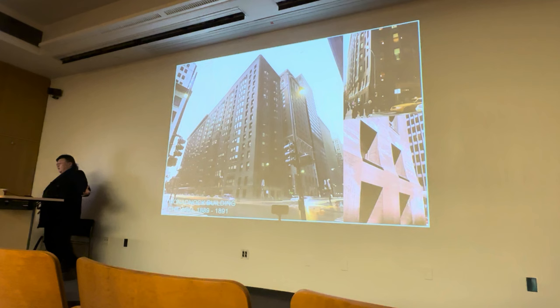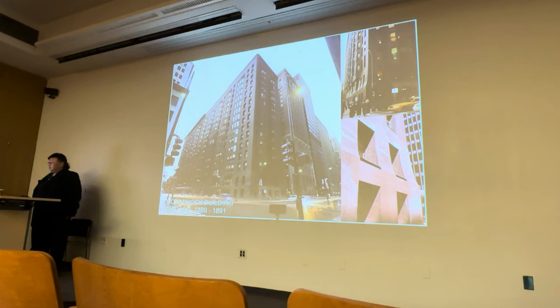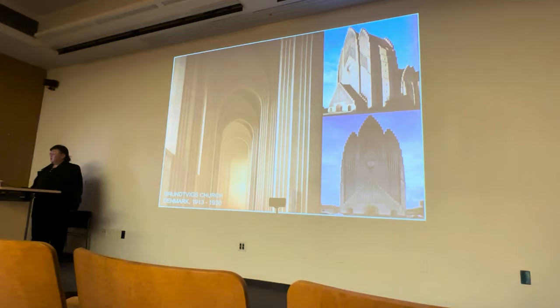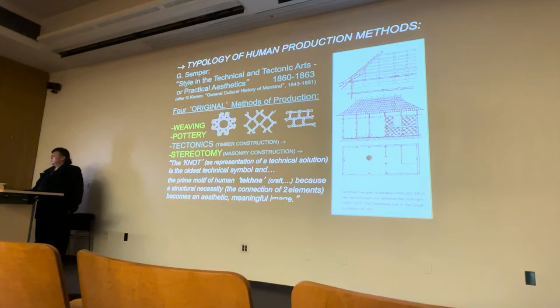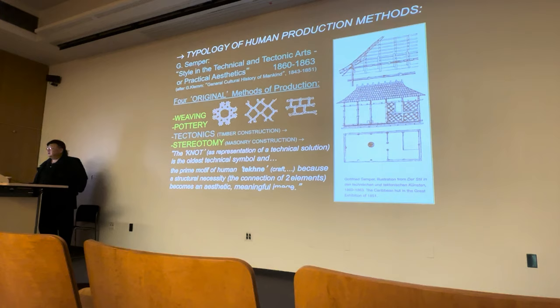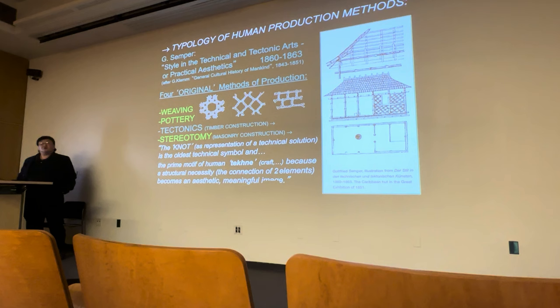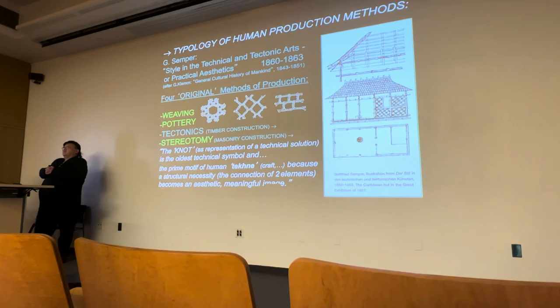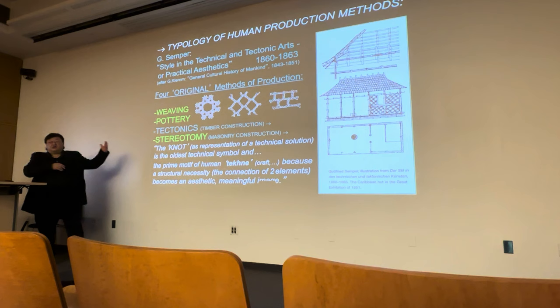More recently, we have the Monadnock Building in Chicago, built from 1889 to 1891. Then we have the church in Denmark. The typology of human production methods, quoted by G. Semper in Style in the Technical and Tectonic Arts, or Practical Aesthetics. He said there are four original methods of production since the dawn of the day, when we first produced, and we can call that civilization.